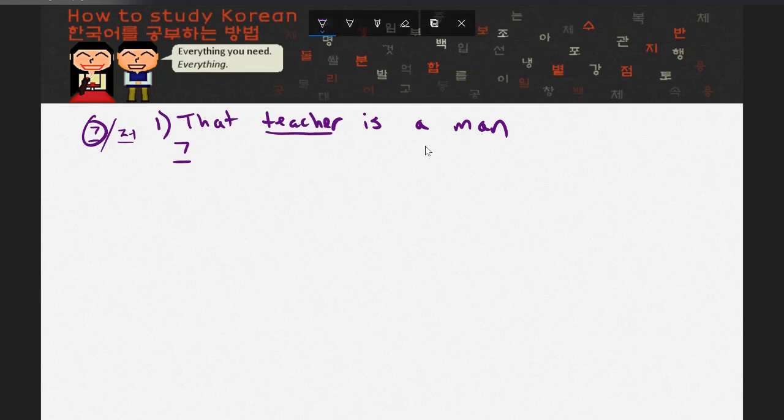And the word for teacher in Korean is 선생님. So it's going to look like this. 선생님. Now, that's the subject of my sentence. So I'm going to add the subject particle onto that. I'm not going to add 는. I'm going to add 은. And the reason why I'm adding 은 and not 는 is because 선생님 ends in a consonant, and therefore I need to add 은 and not 는.